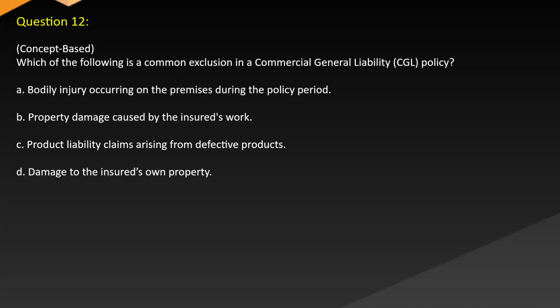Question 12. Concept-based. Which of the following is a common exclusion in a commercial general liability (CGL) policy? A. Bodily injury occurring on the premises during the policy period. B. Property damage caused by the insured's work. C. Product liability claims arising from defective products. D. Damage to the insured's own property.